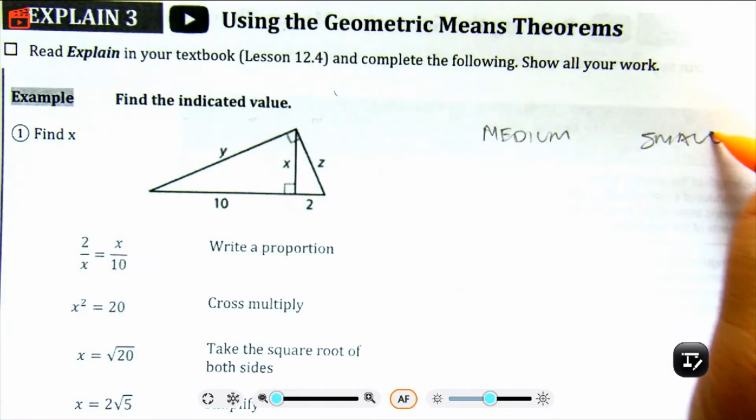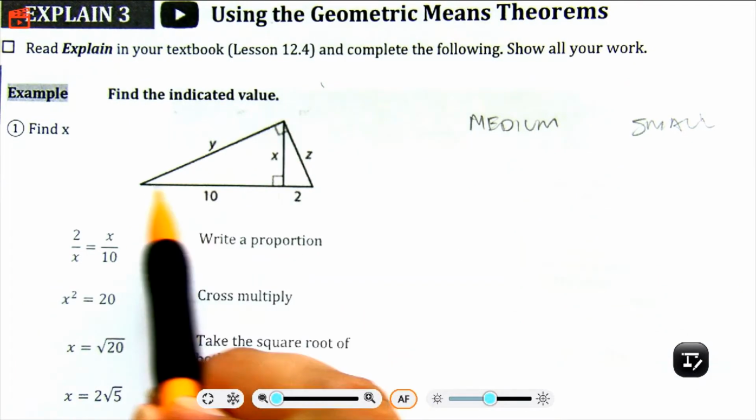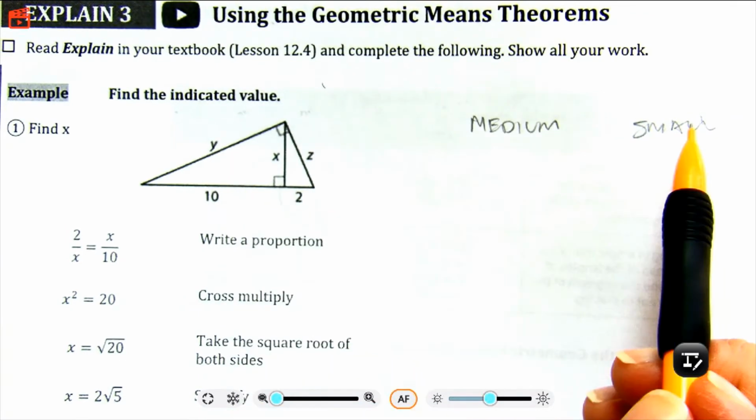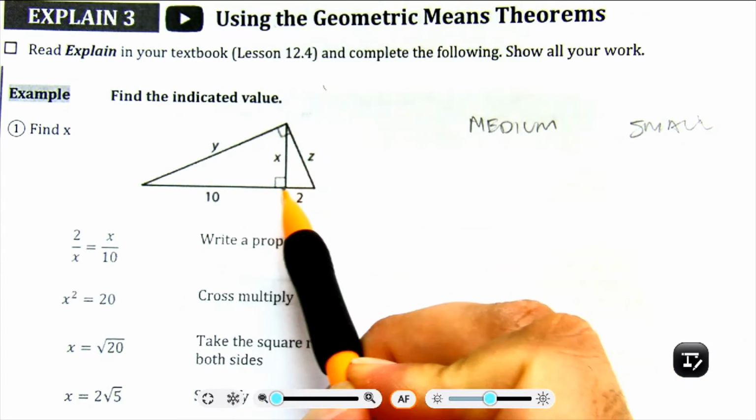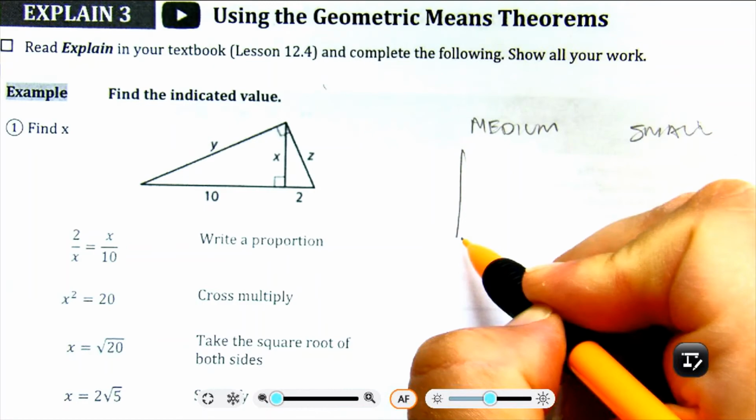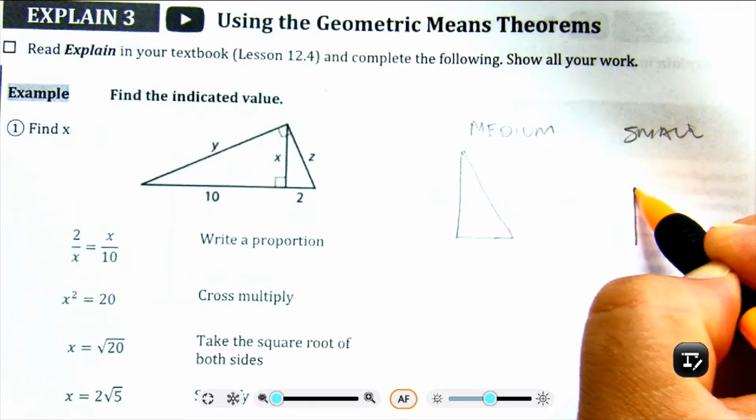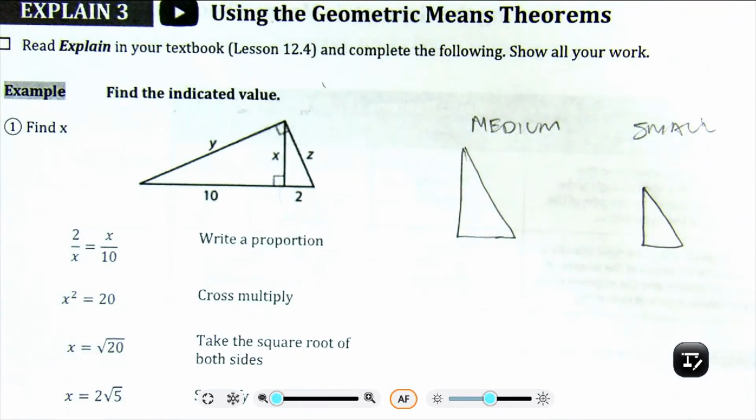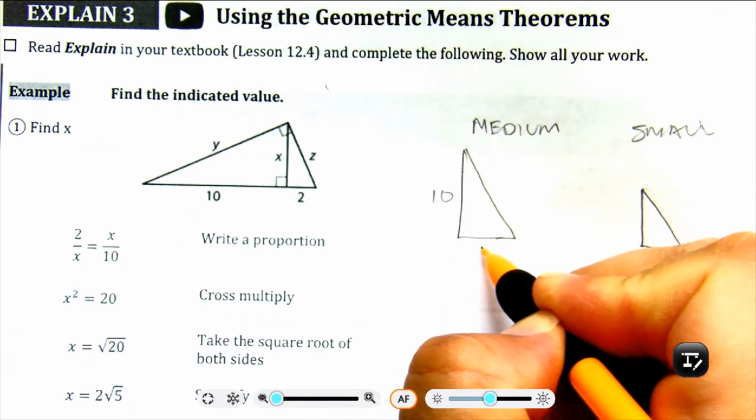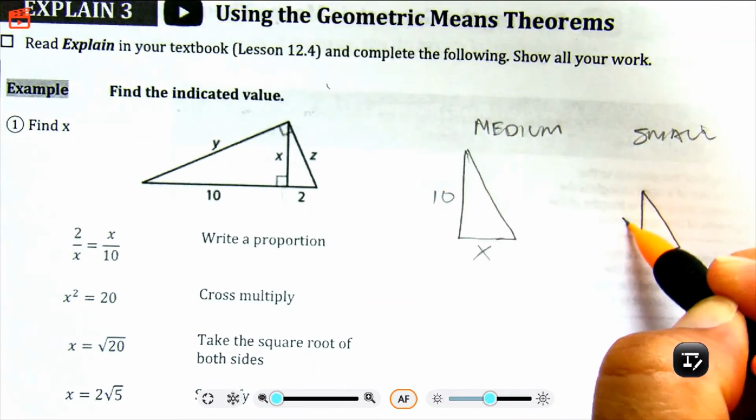Now let's look at the medium triangle. In the medium triangle, this is the long side and this is the short side. In the small triangle, this is the long side and this is the short side. So let me draw the medium triangle with the long side and the short side, and the small triangle with the long side and the short side. The long side of the medium triangle is 10. The short side of the medium triangle is x. The long side of the small triangle is x. And the short side of the small triangle is 2.